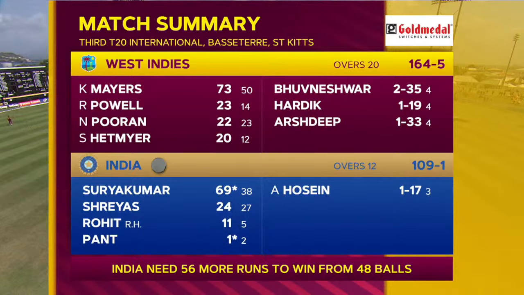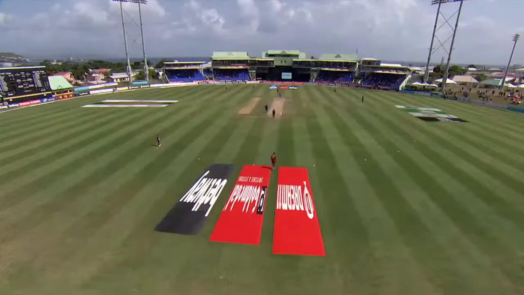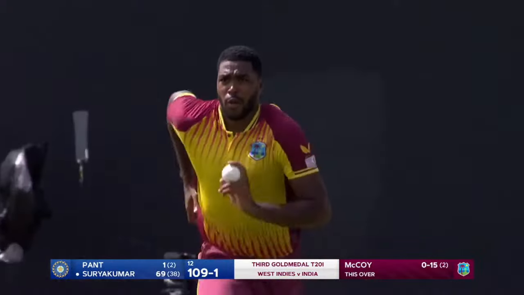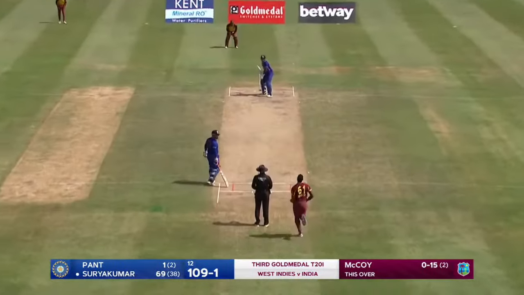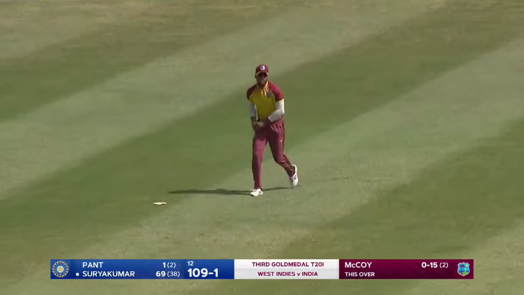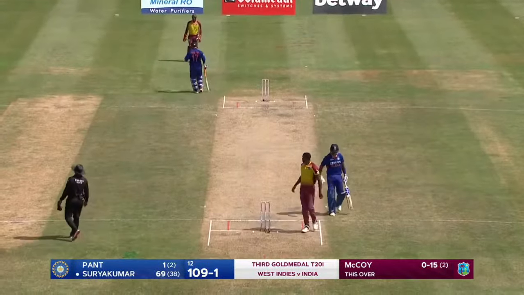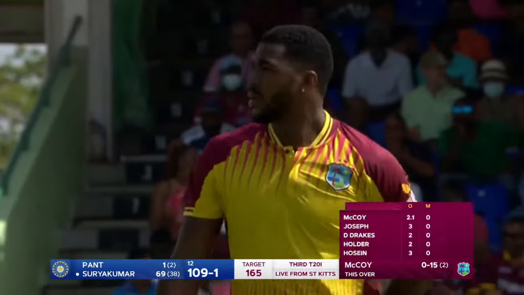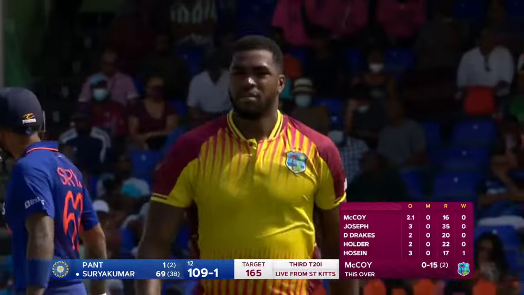This is where we are at in this third T20 international. India need 56 more from 48 balls, 9 wickets in hand. Nicholas Pooran has turned to his wicket taking option, Obed McCoy. Obed McCoy picked up that 6 for 17 yesterday. No wicket so far in this one.